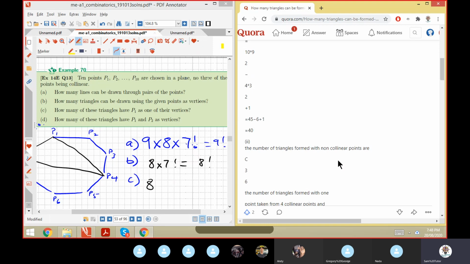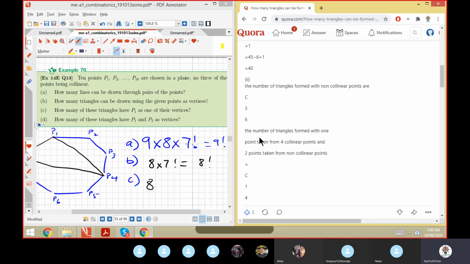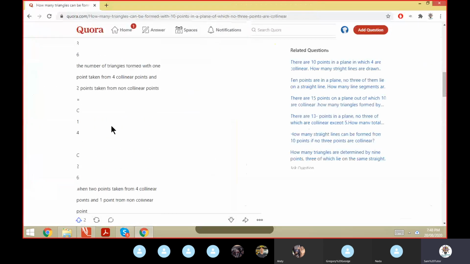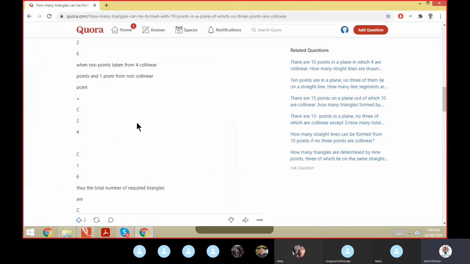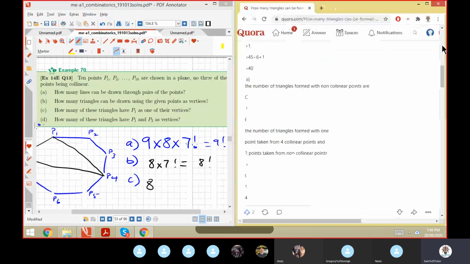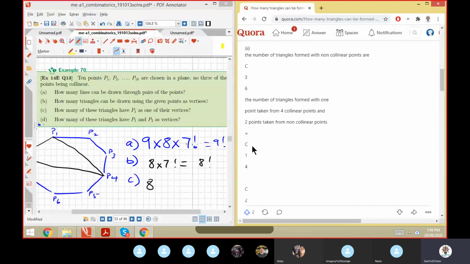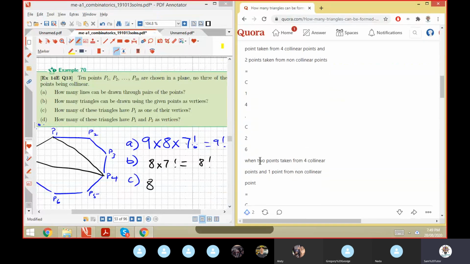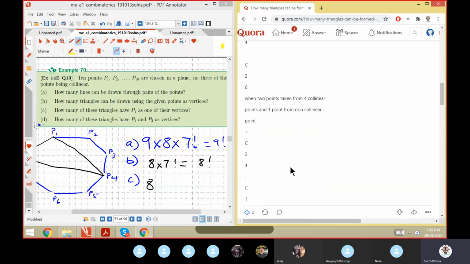The number of triangles formed with no collinear points, 6 choose 3. The number of triangles formed with 1 point from the 4 collinear points is 4 choose 1 times 6 choose 2. Then 2 points taken from 4 collinear points. Why do you have to write so weird? Okay, let's try to get it out.